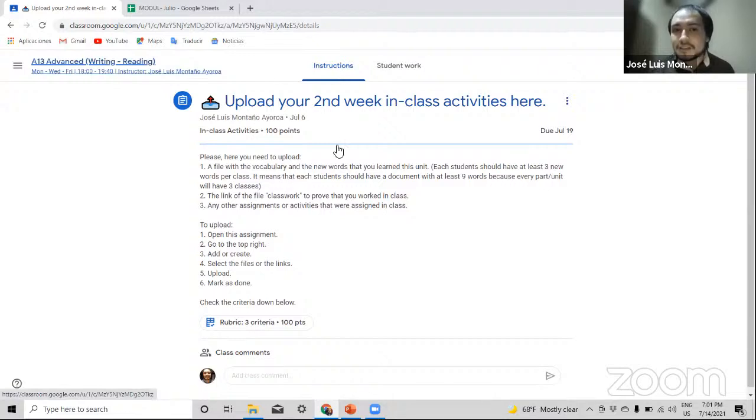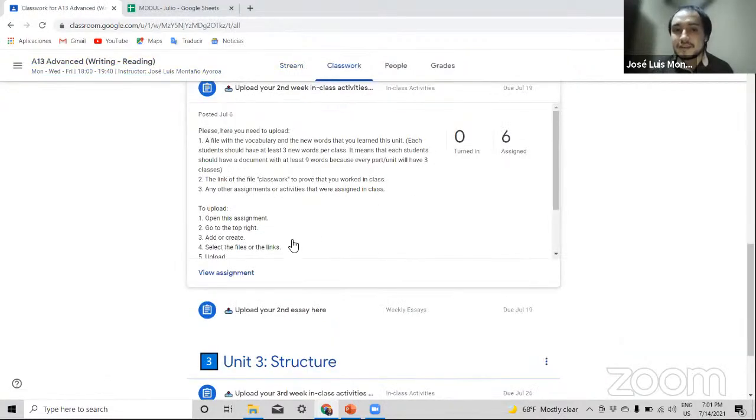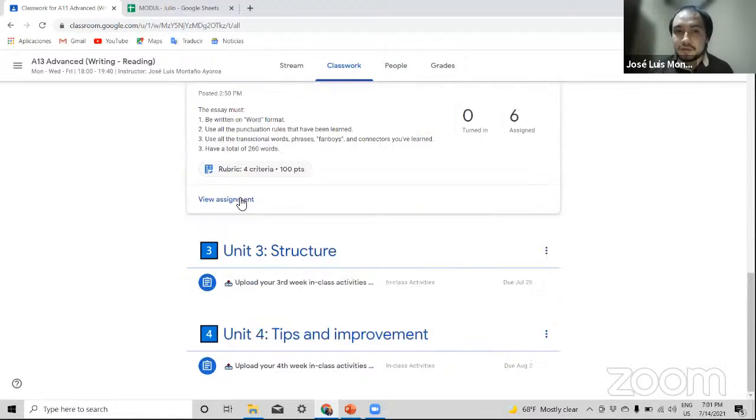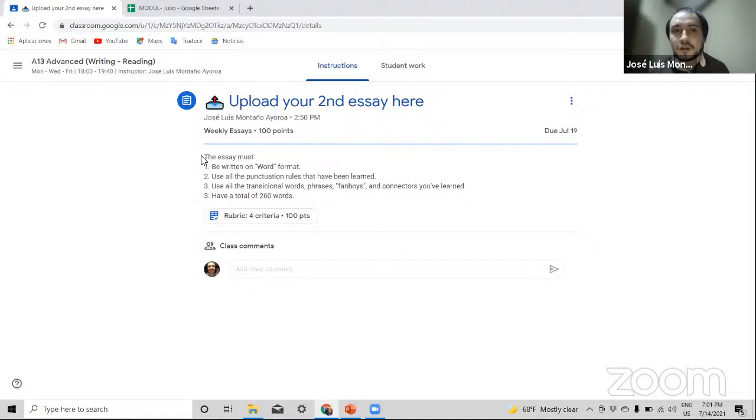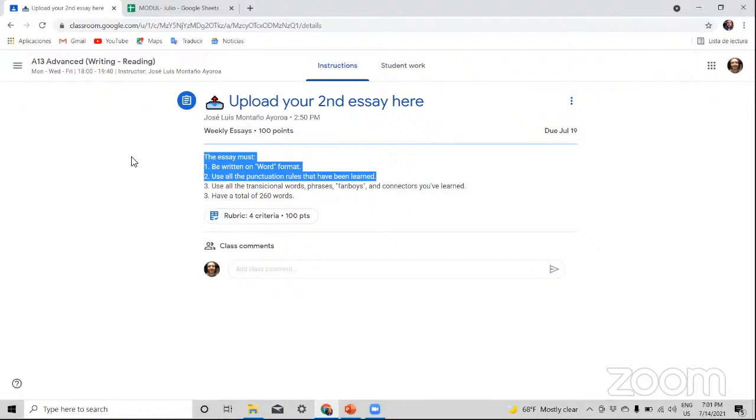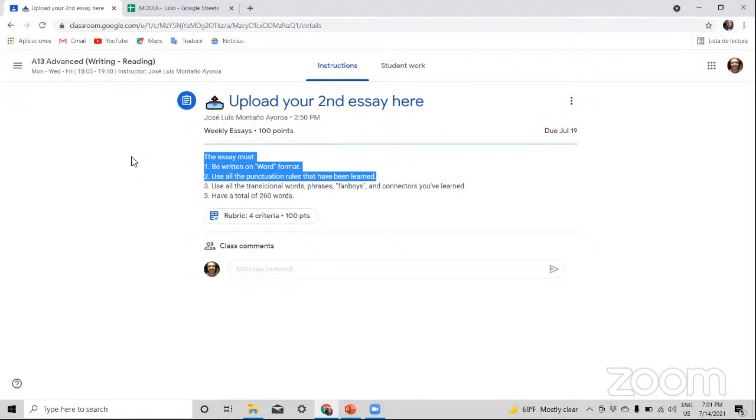The one that changes a little bit, and I'm going to continue working on it, is the second essay. Please, you're going to help me read this one so that you also understand this very well. Please, Whitney, help me out with the first part and the first 2 points of this new essay. Okay, the essay must: 1. Be written in Word format, 2. Use all the punctuation rules that have been learned. Thank you very much, Whitney.